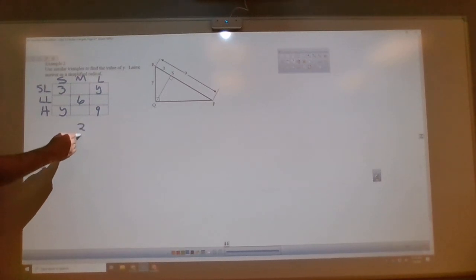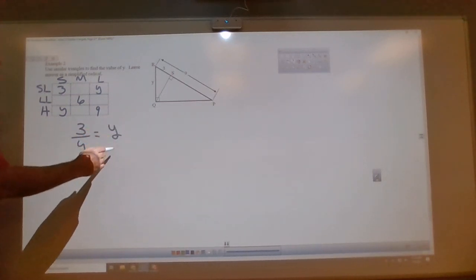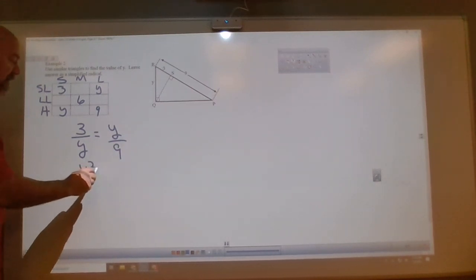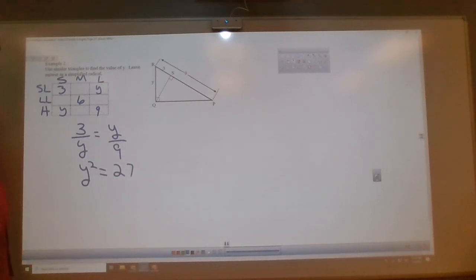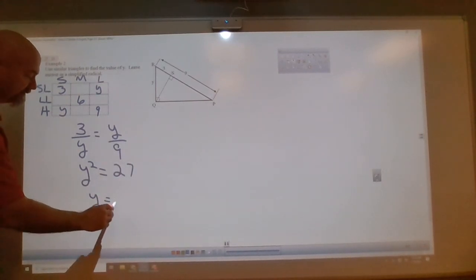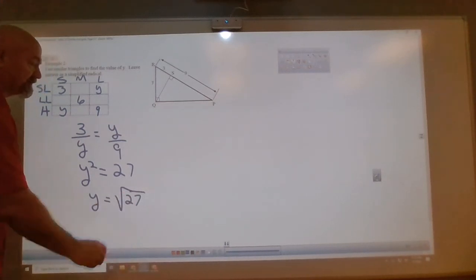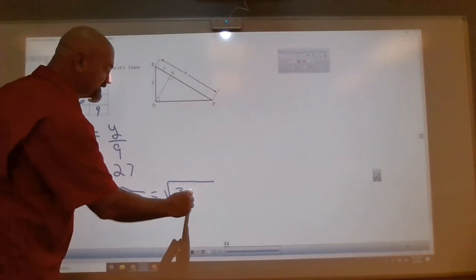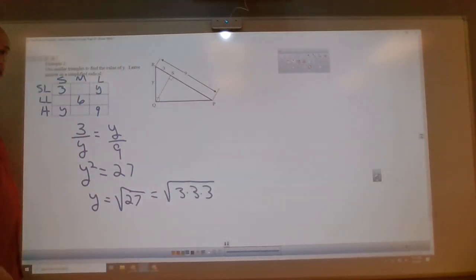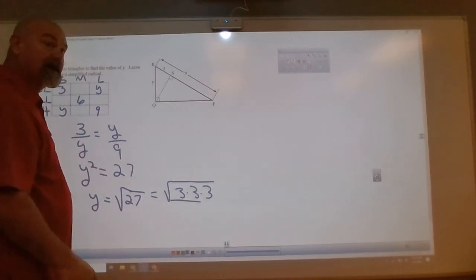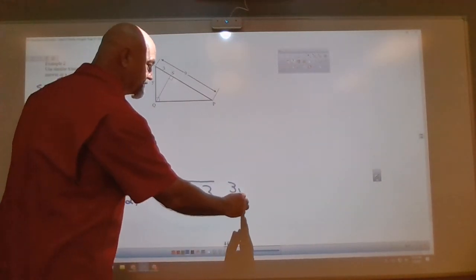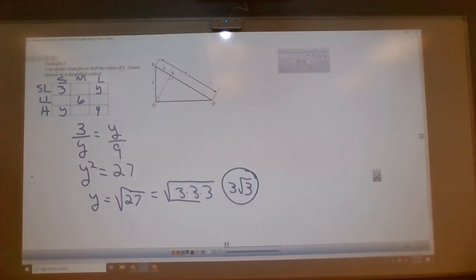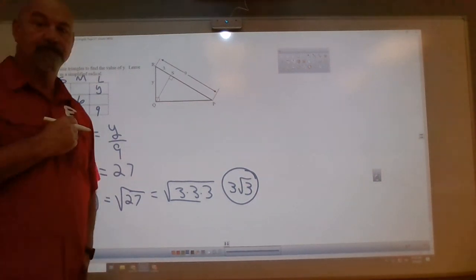See our box, so now it's 3 over y equals y over 9. Then we cross multiply and we say that y squared equals 27. Take the square root of it, y equals the square root of 27. We have to simplify that, and that equals the square root of 3 times 3 times 3. These two make a square, so we get 3 square root of 3. That's the answer. Any questions?